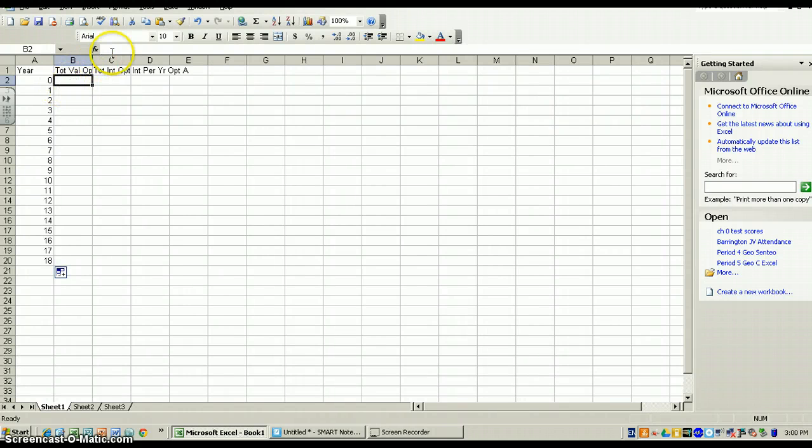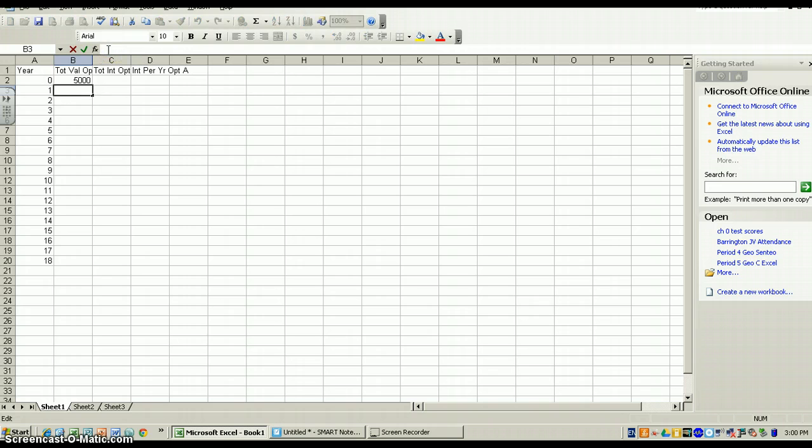I'm going to go to box B2, which is the total value. Right off the bat, in year 0, we have $5,000, so that's what I'm going to plug in for box B2. Now I need to create my equation. This is probably the toughest one.